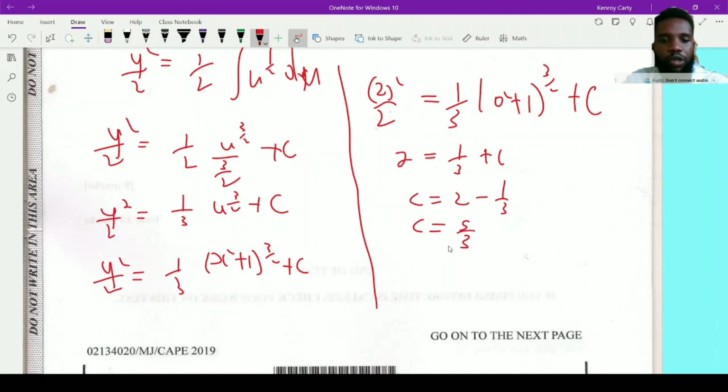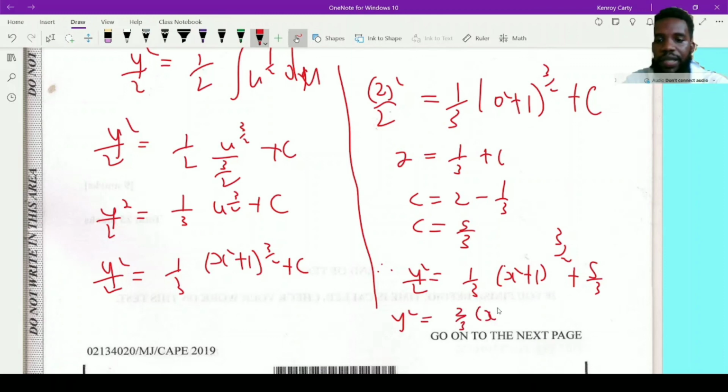Alright. Now, therefore, the particular solution, I would say, is y squared over 2 is equal to 1/3, open bracket, x squared plus 1 to the 3 over 2 plus 5 over 3. We don't want it like that, so we can go ahead and get rid of this 2 down here. So say y squared equal 2/3 x squared plus 1 to the 3 over 2 plus 10 over 3. Alright, I would normally write the square, but that wouldn't look so neat. So I'm going to leave it as y squared equal all of this right here.